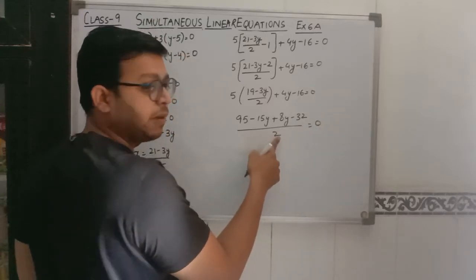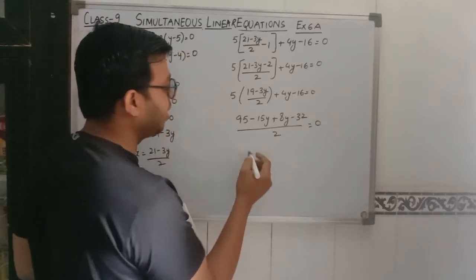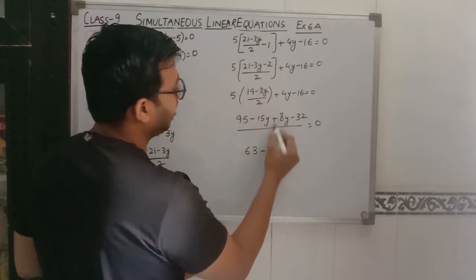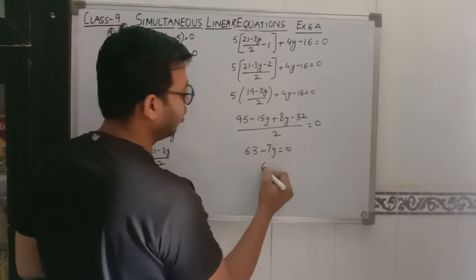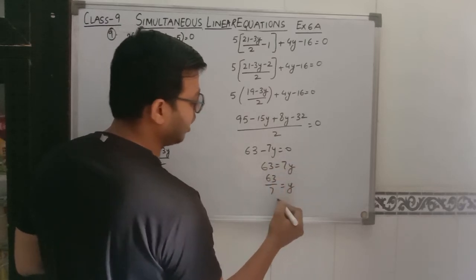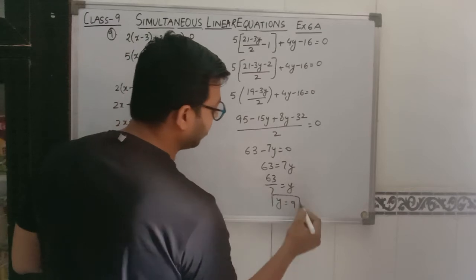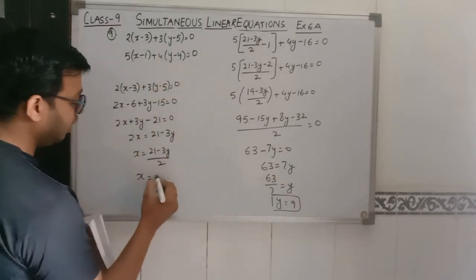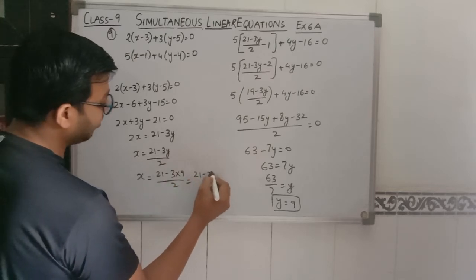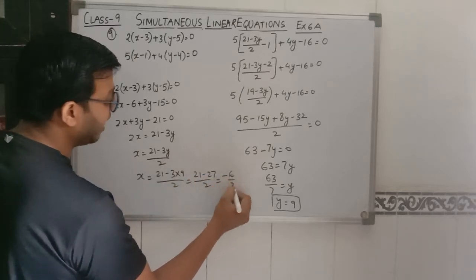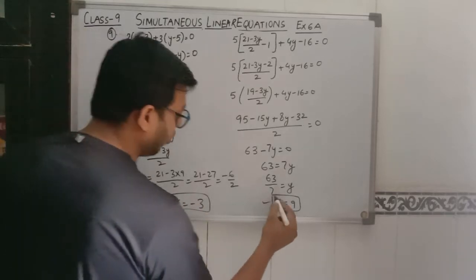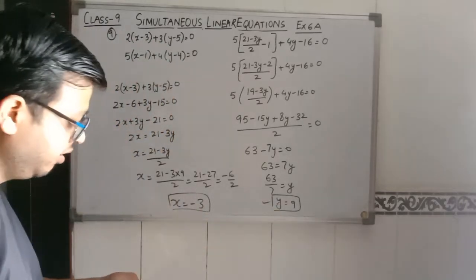So you can cross multiply the 2 to the right hand side. So that will become 0. So 95 minus 32 is 63, minus 7y is equal to 0. So 63 is equal to 7y. So 63 upon 7 is equal to y. So the value of y will come 9. Now place this value here. 21 minus 3 into 9 divided by 2. 21 minus 27 divided by 2, minus 6 by 2. So the value of x will come minus 3. The value of y is 9 and the value of x is minus 3.